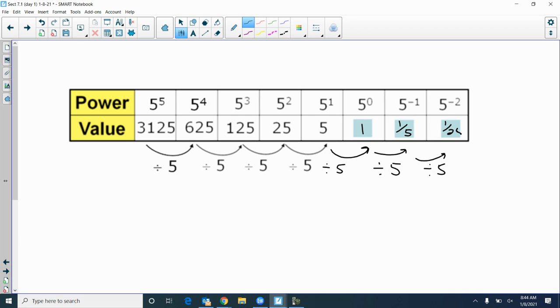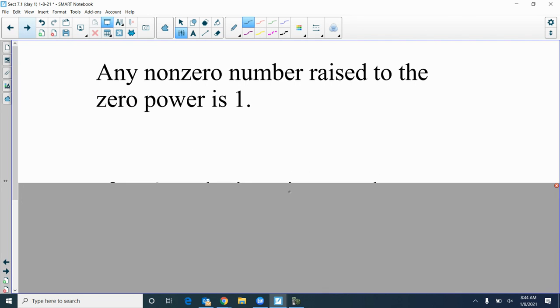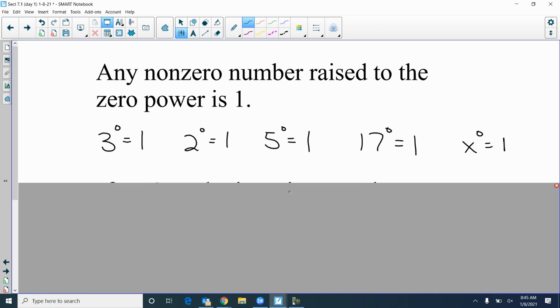Now we're figuring out why this works. Okay. Now here is your rule. Any non-zero number raised to the 0 power is 1. So what that means is 3 to the 0 is 1. 2 to the 0 is 1. 5 to the 0 is 1. So now we can just accept this as a fact. We explained it. We did that little chart. 17 to the 0 power is what? 1. And you can throw in variables now. X to the 0 power is 1. Okay?